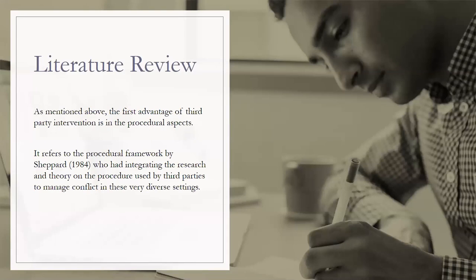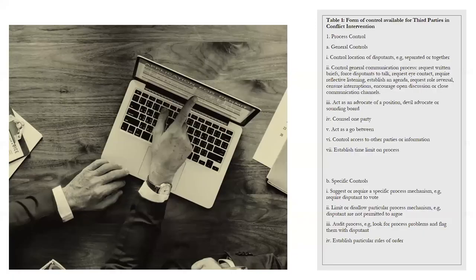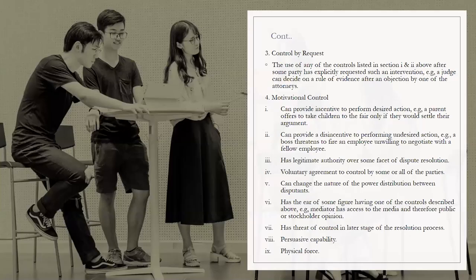So for the literature review part, as mentioned above, the first advantage of third-party intervention is the procedural aspect. It refers to the procedural framework by Shepard, who integrated the research and theory on the procedures used by third parties to manage conflict in this very diverse setting. So they have forms of control that are only available for third parties in conflict interventions. Examples of controls are process control, content control, control by request, and motivational control.